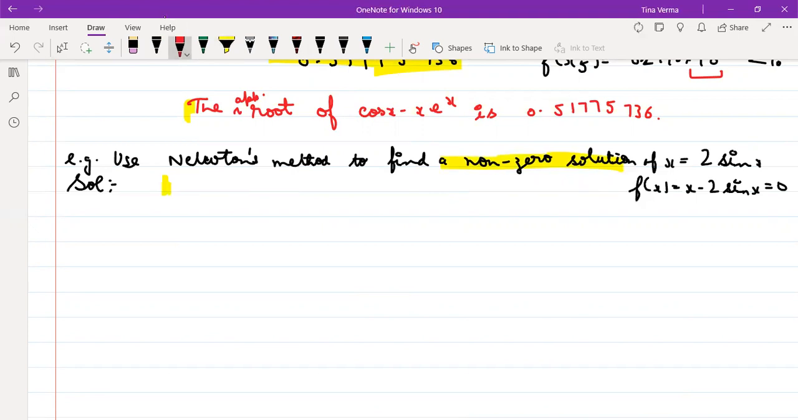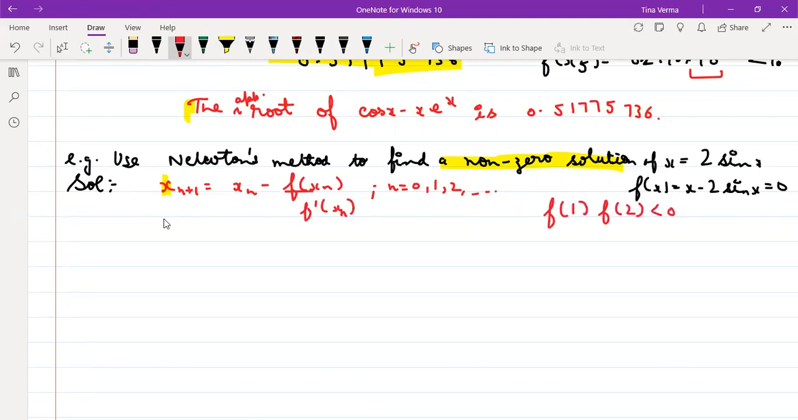So the iteration says that you have xn plus 1 is equal to xn minus the function's value at xn divided by the derivative f dash xn, and n is from 0, 1, 2 and so on. So you can check that f1 and f2 are less than 0, so your root lies between the 1 to 2 interval. So you can start with any initial approximation in this interval. Suppose I am taking x naught as 1.1 in this interval 1 to 2.